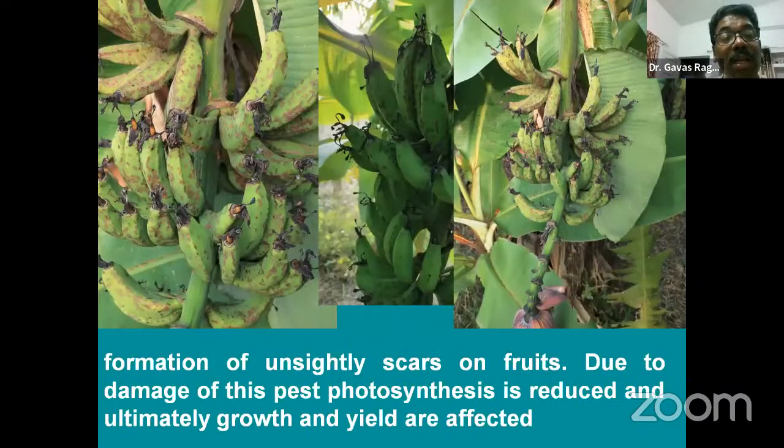See, the fruits, though the rind is severely damaged, the pulp is fine, but unfortunately, because of the ugly looking rind, nobody will buy the fruit, or if anybody buys, they will buy below the market rate. The formation of unsightly scars on the fruits actually deteriorates the value of the fruit. So it causes severe economic loss in northeastern states where the banana is a staple fruit crop.